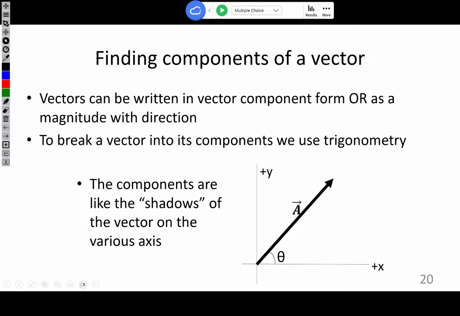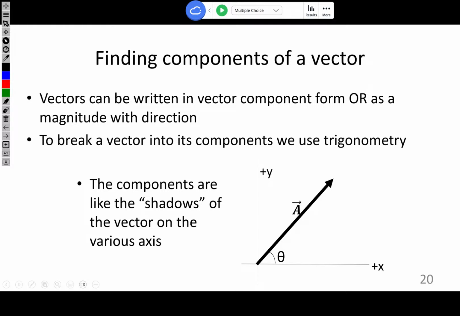Okay. Now we're going to do the opposite. We took the two sides of a triangle and found the hypotenuse. Now we're going to take the hypotenuse and find the two sides. This is something you have to do. You're going to see why in a second. It's just a requirement. So, I need to take this vector and make a right triangle.